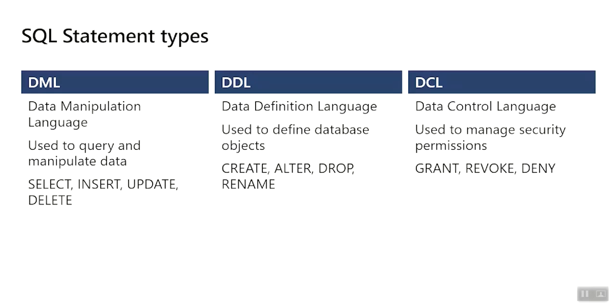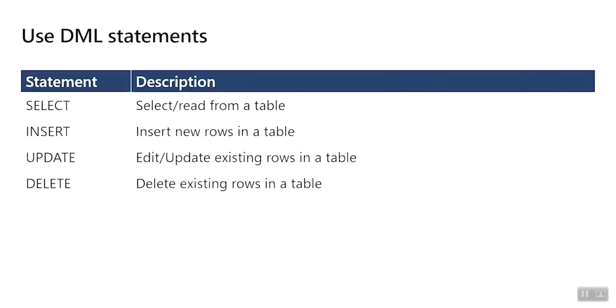DDL, or Data Definition Language, is used to define database objects. They're statements like create, alter, drop, and rename. DCL, or Data Control Language, are statements used to manage security permissions. They're things like grant, revoke, and deny. You can use DML statements like select, insert, update, delete to basically accomplish anything you want in the database.